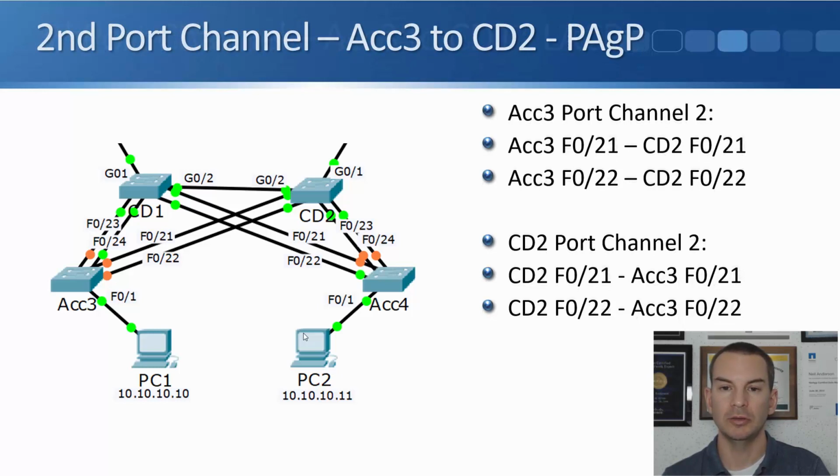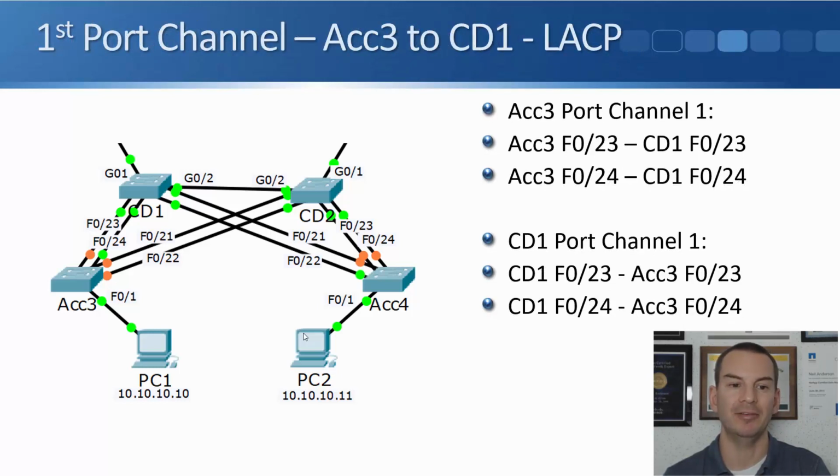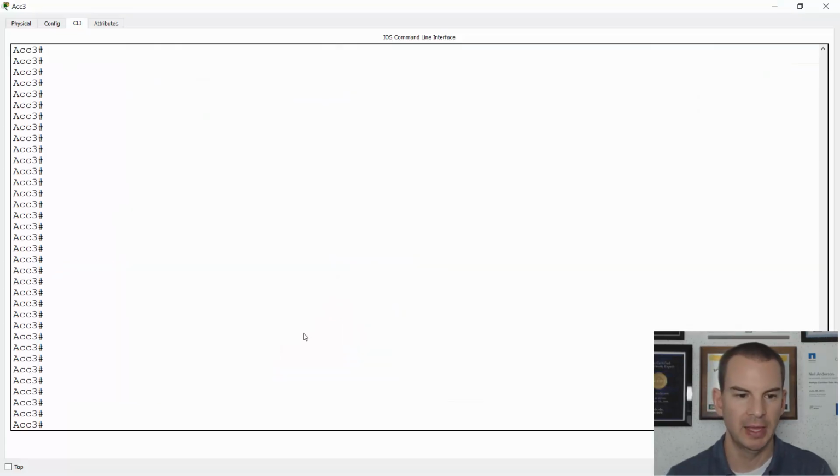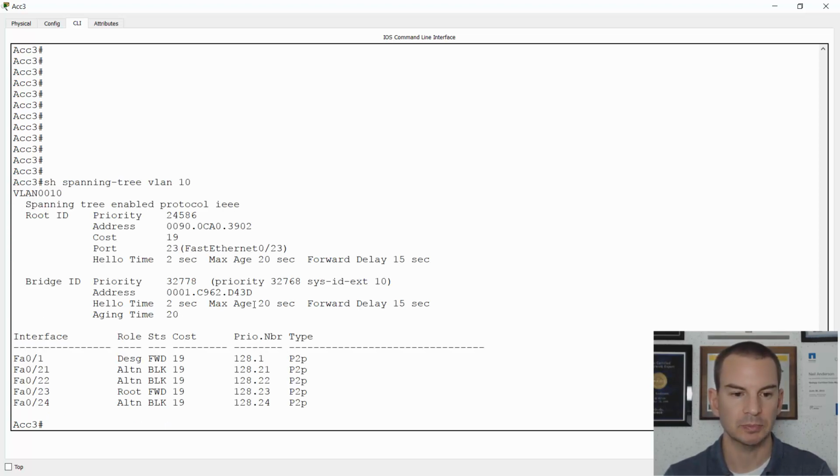I'll do the first port channel, so that's going to be LACP up to CD1 on interfaces fast 0/23 and 24. So I'll go on to the access 3 switch, if I can find it in here. There it is. And actually, let's do a show spanning tree first as well, so we can check this. My PCs are in VLAN 10, so let's do a show spanning tree VLAN 10.